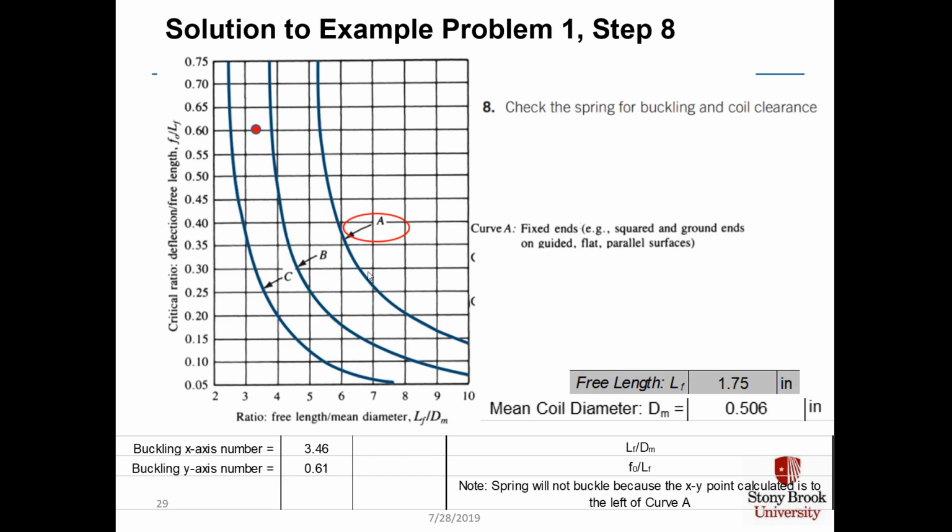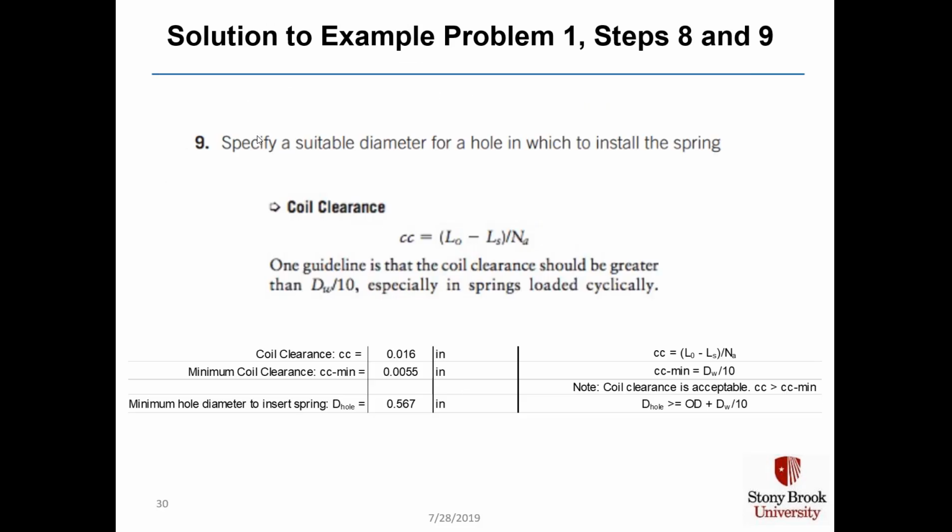In step 8, we check the spring for buckling and coil clearance. We use curve A because this spring had squared and ground ends. And we plot a data point which has for the x-axis 3.46, and that is equal to the free length L sub f divided by the mean coil diameter. So 1.75 divided by 0.506 is equal to 3.46. On the y-axis, we plot the ratio of the operating deflection divided by the free length, which is 0.61 up here. And we find that this data point is to the left of curve A, and therefore the spring will not buckle.